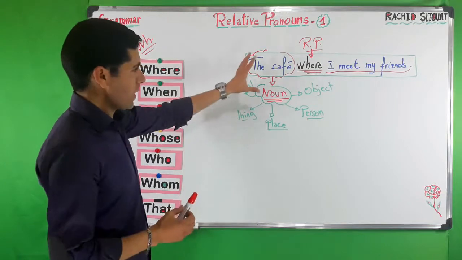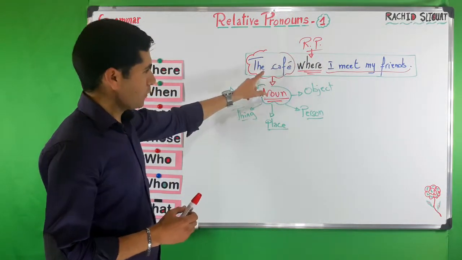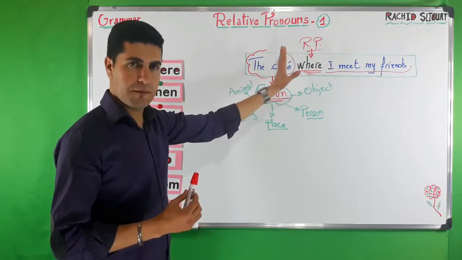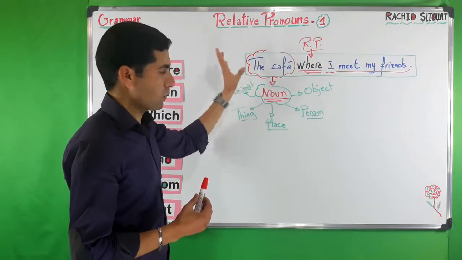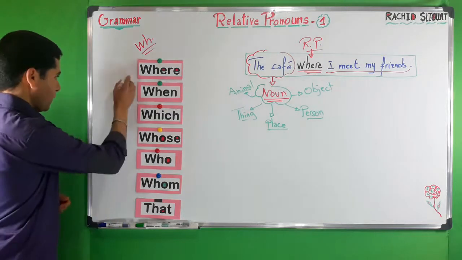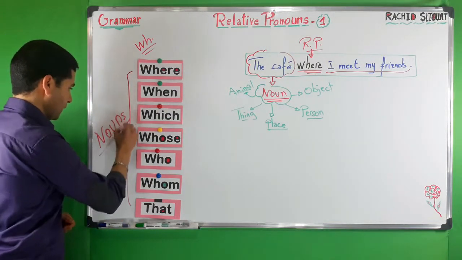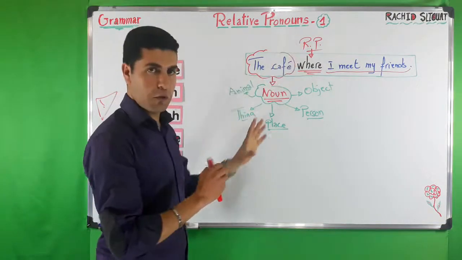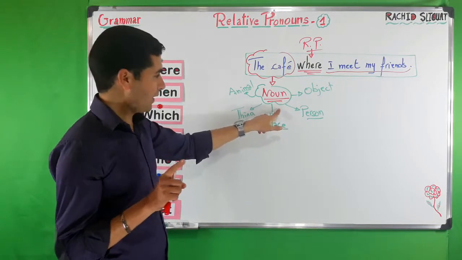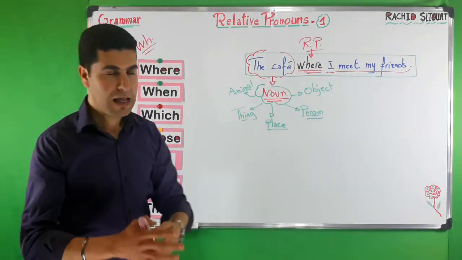So, the cafe where I meet my friend. Here, as you can see, the relative pronoun where is always after the noun. All of these relative pronouns are always after nouns. And as I said, nouns can be an animal, thing, place, person, object, or something else.